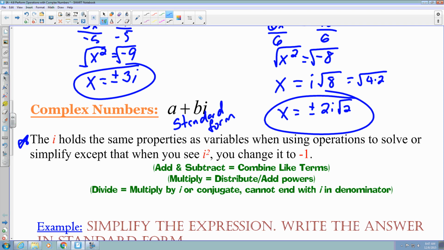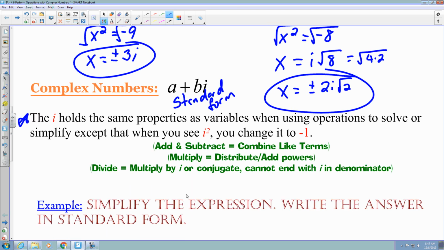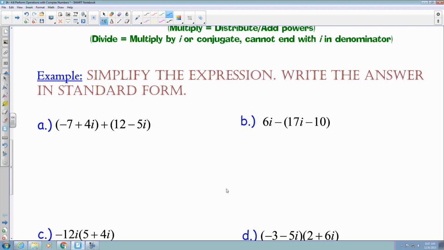The only thing that would change is when you divide, it says you must multiply by I or the conjugate, because you cannot end up with I in the denominator. The reason for that is I is essentially a square root value, and you can't have square roots in the denominator. So I'm going to show you some examples to help you simplify those particular expressions.